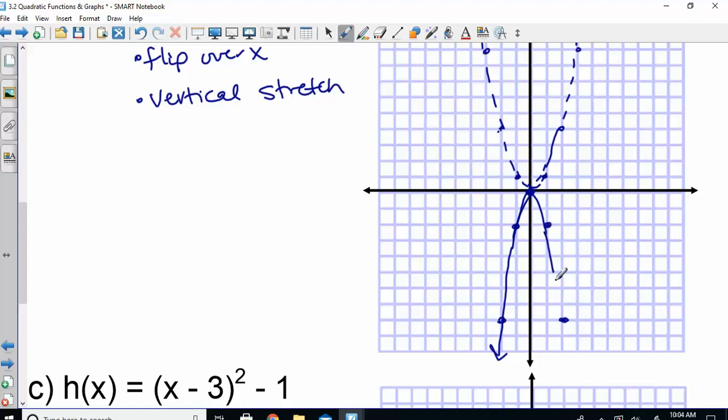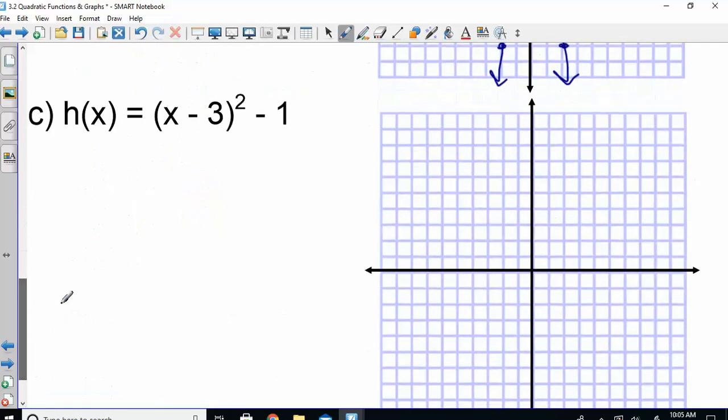So is this one open up or down? Down. Maximum or minimum? Maximum. What is the maximum value? 0. Where's the vertex? 0, 0. What's the domain? What is your range? Okay. Is that one all right with everybody?